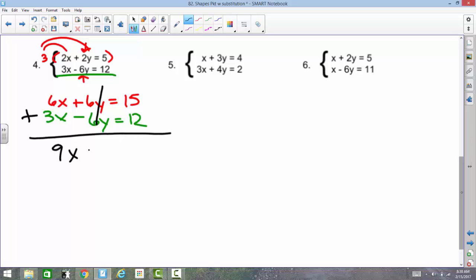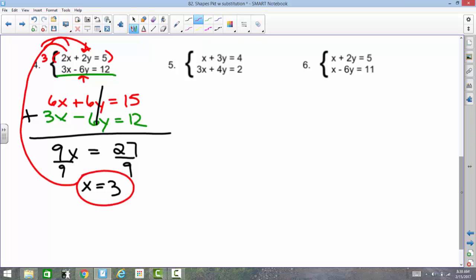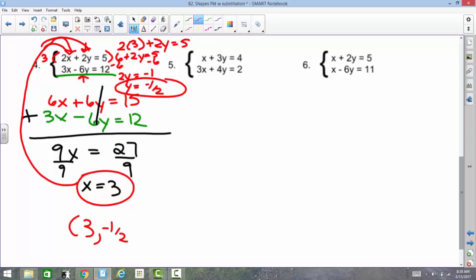So 9x equals 27. Divide by 9, and you get x equals 3. And then you plug the 3 into one of the initial equations. The top one looks easier to work with. So 2 times 3 plus 2y equals 5. So 2 times 3 is 6 plus 2y equals 5. Subtract 6. 2y equals negative 1. So y equals negative 1/2.